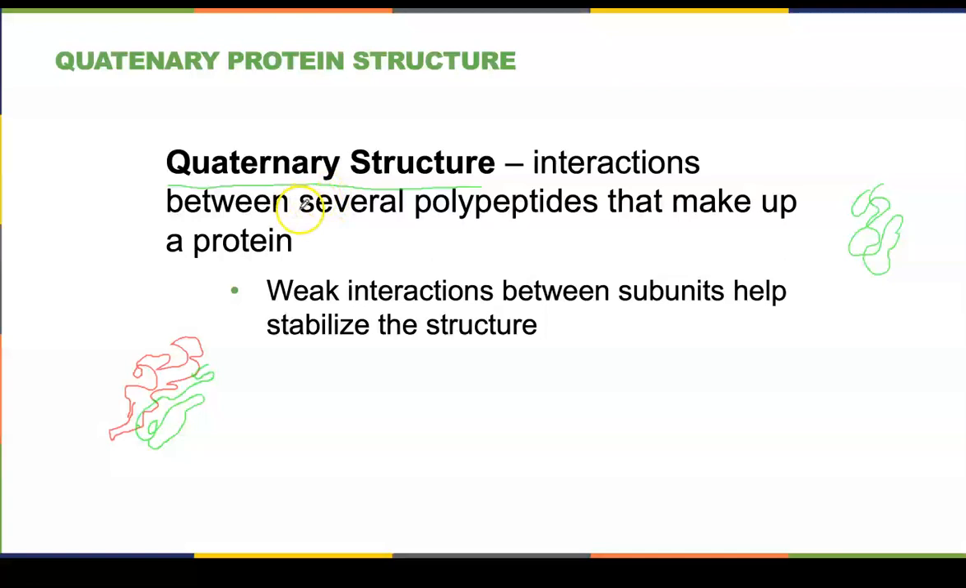This says interactions between several polypeptides that make up a protein. Really, it just has to be greater than one, so two or more polypeptides that make up a protein. So that then reviews primary, secondary, tertiary, and quaternary structure.